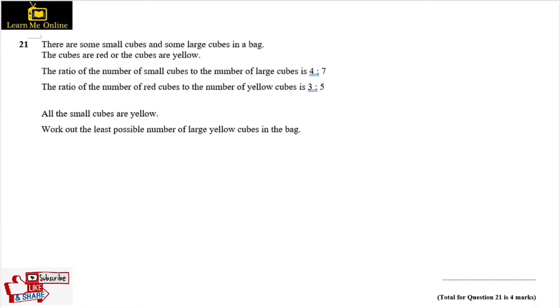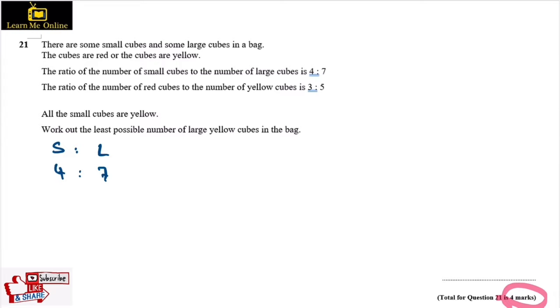Here we have got the next question, and the next question is actually for 4 marks. This question says that there are some cubes which are small and some of them are large in a bag. The cubes are red or yellow. The ratio of the number of small cubes to large cubes, small to large, is 4:7. This is the first piece of information.